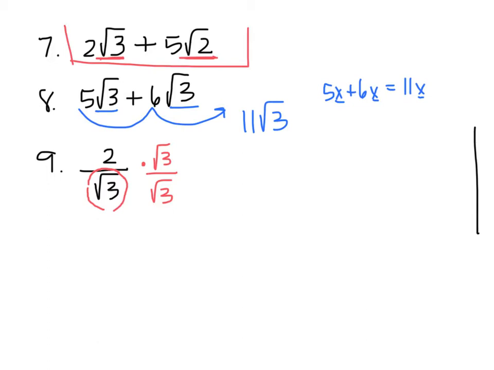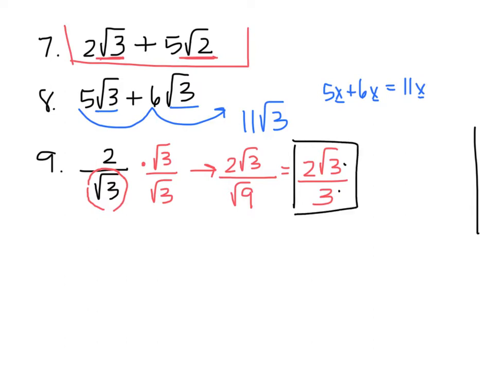Just like multiplying fractions, you multiply straight across. 2 times radical 3 is 2 radical 3. Radical 3 times radical 3 is square root of 9, which gives you 2 radical 3 over 3. You cannot simplify these 3's because one is under the radical, one is not. If 2 and 3 had something in common, then yes, they are both outside the radical, so we could simplify that.